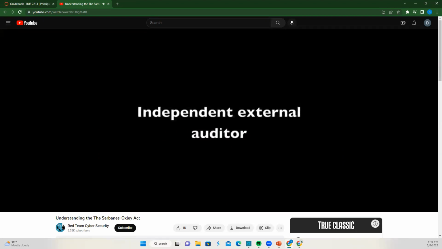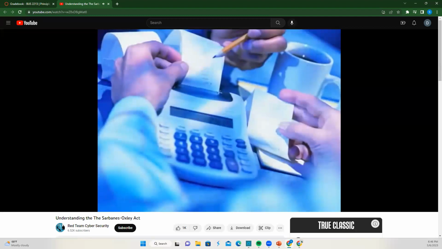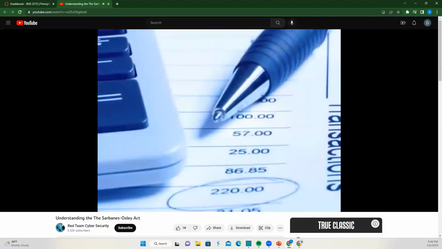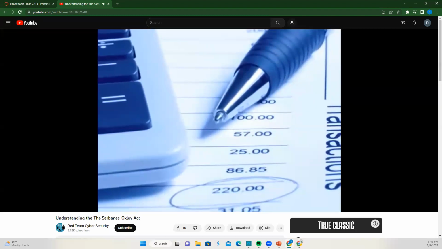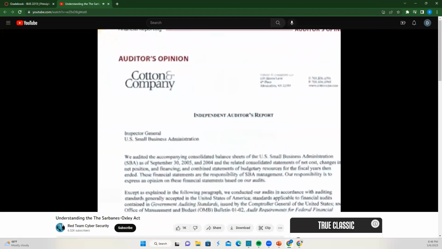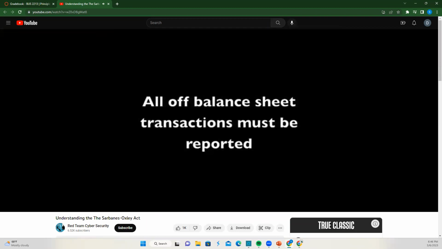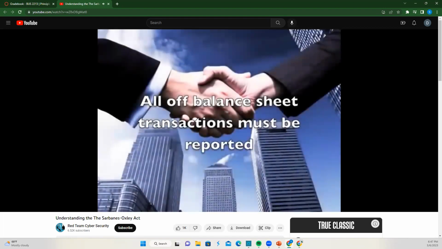Fourth, the company is responsible for hiring an independent accounting firm to come in and audit the accuracy of their financial reports. The financial reports are now required to have a section dedicated to the auditor's opinion as to the accuracy of the figures presented in the reports. Fifth, the company is now mandated to report all off-balance sheet transactions on their reports.